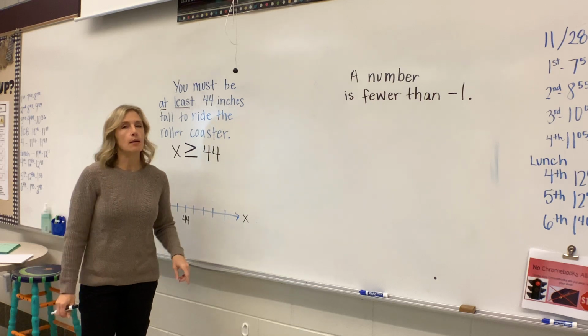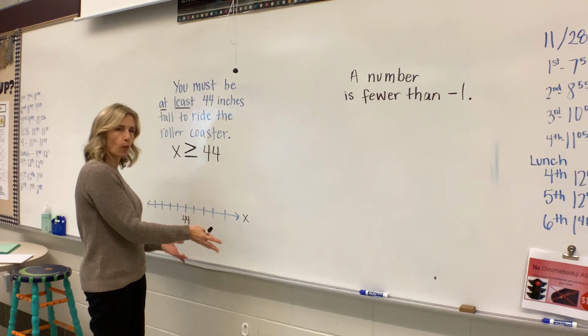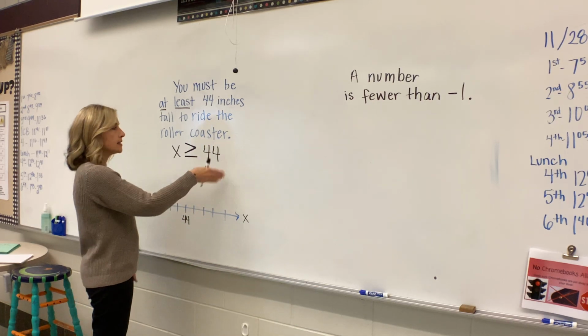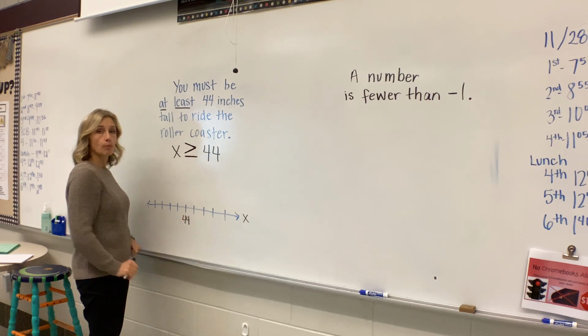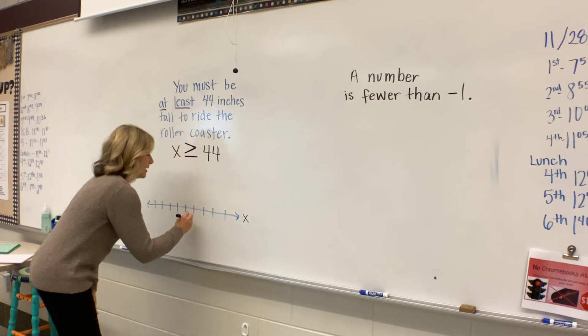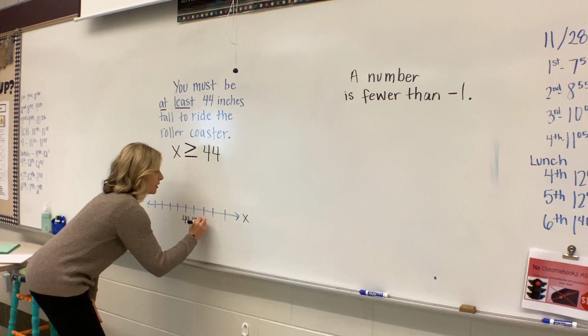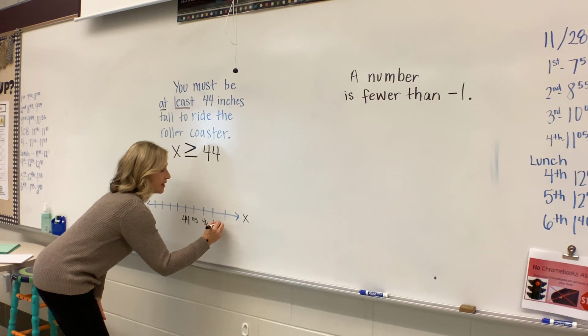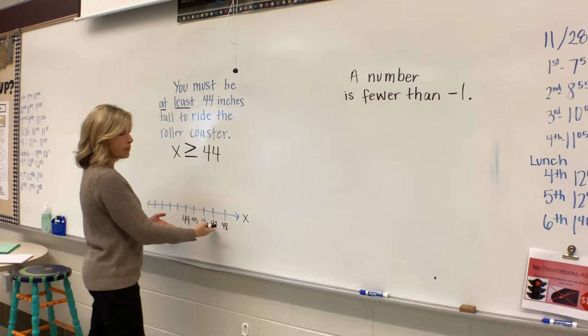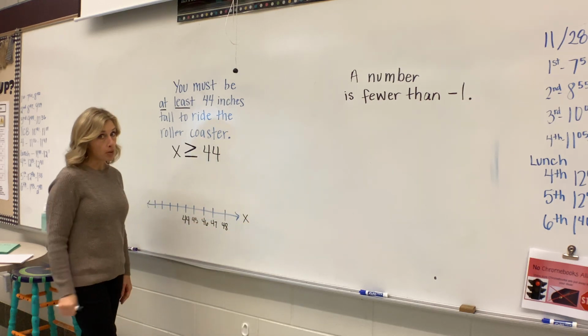It's not okay to just label one number though. We have to get a sense for what else is here on our number line. Since this is a whole number, I'm just going to use counting numbers or whole numbers on my number line. That means I have 45, 46, 47, and 48. The numbers would keep going. That's what the arrow implies.